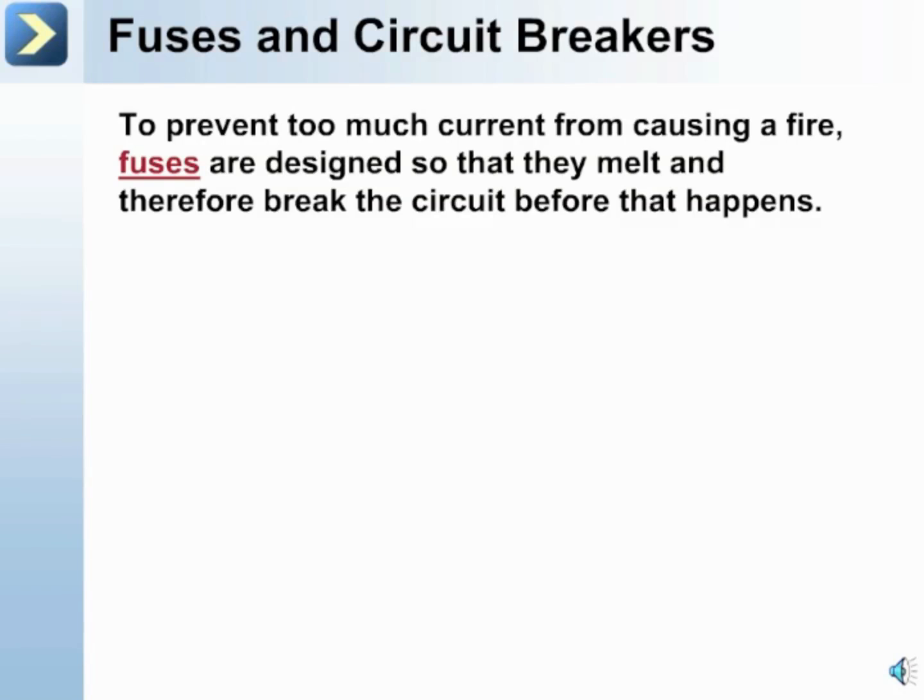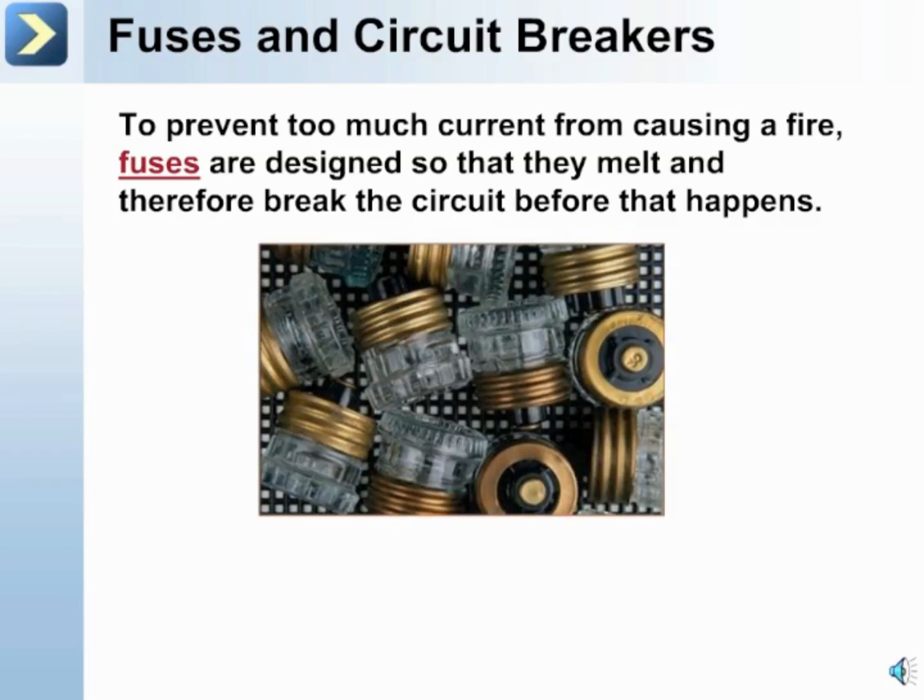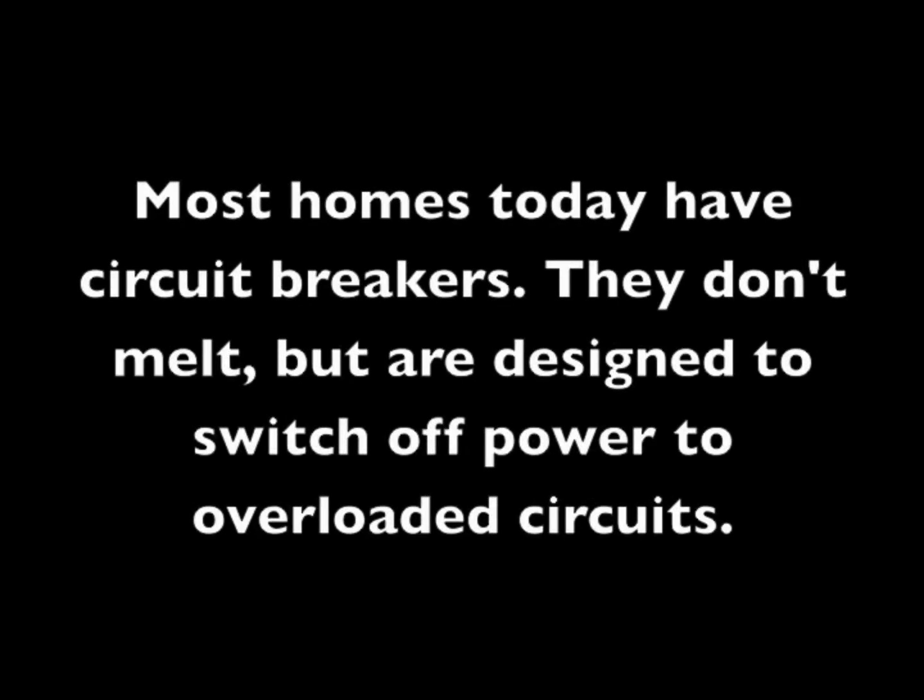So we have fuses and circuit breakers to avoid the danger. To prevent too much current from causing a fire, fuses are designed so that they melt and therefore break the circuit before that happens. Old fuses melted to interrupt the circuit. Most homes today have circuit breakers. They don't melt, but are designed to switch off power to overloaded circuits. This has probably happened to you. If you plug in too many things or run too many things at the same time, a fuse causes the circuit to interrupt. And then you can manually reset it. So this avoids fire in the house.